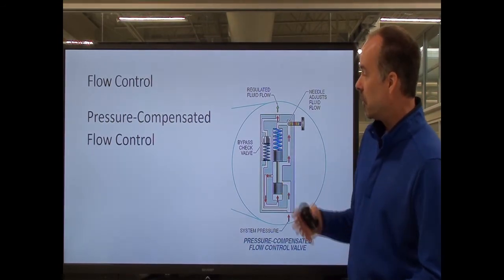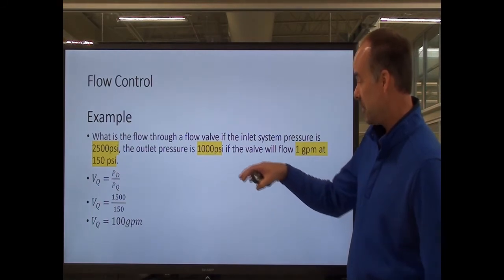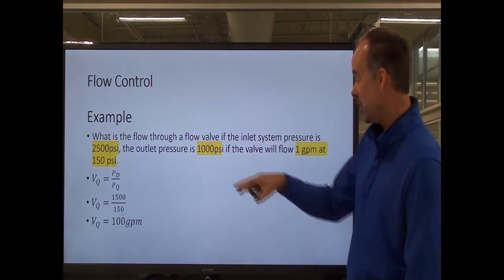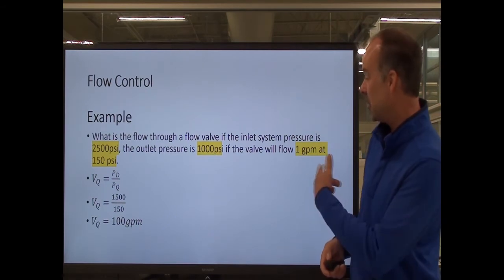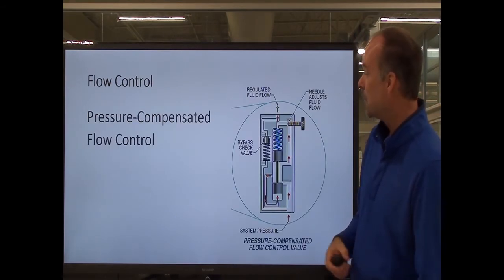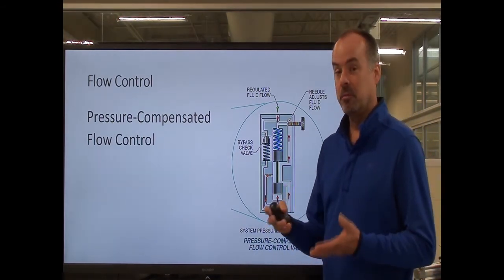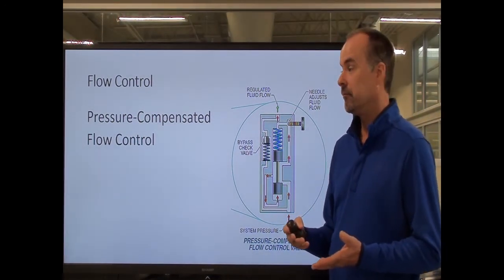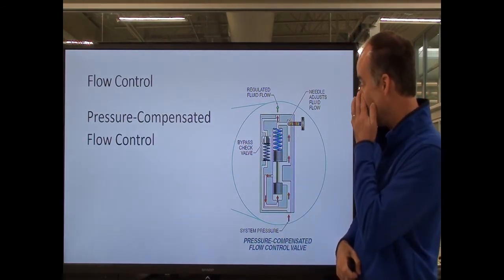So another type of flow control valve. With all the ones we've looked at before, these different pressures could have an impact on the flow, and pressure has a big impact on flow. So what if we have a situation where we don't want the pressure to impact the flow? So we come up with a pressure compensated flow control valve.